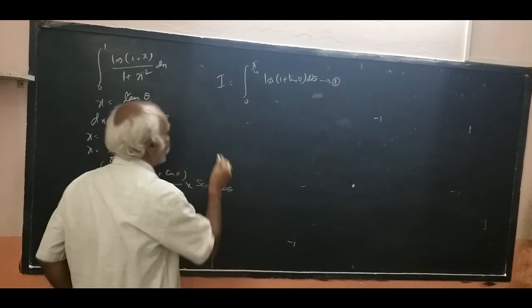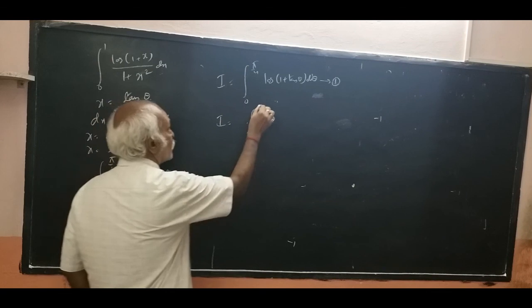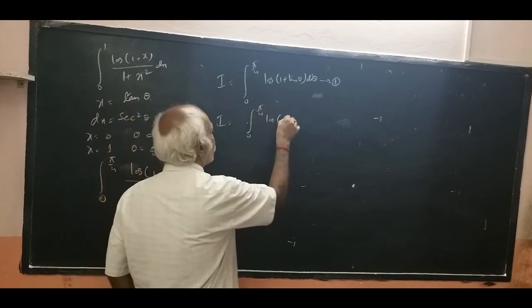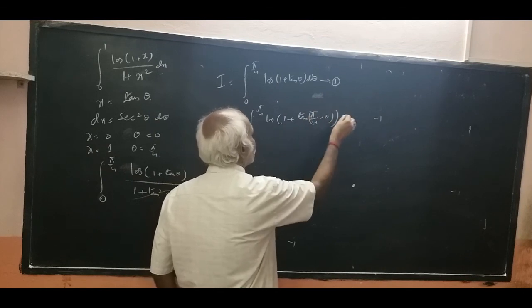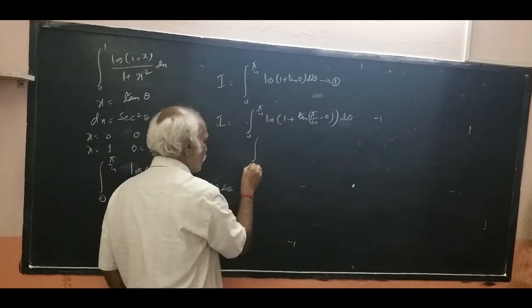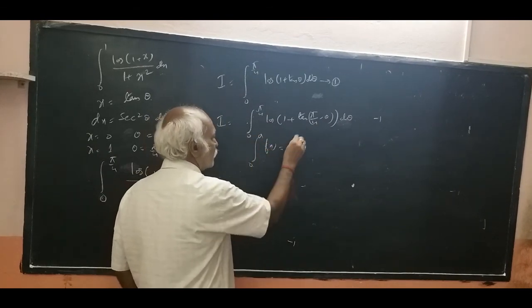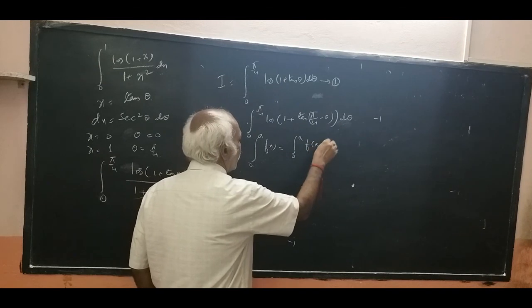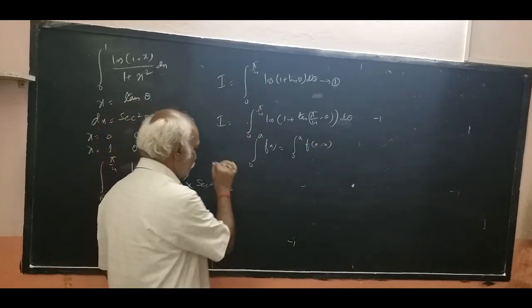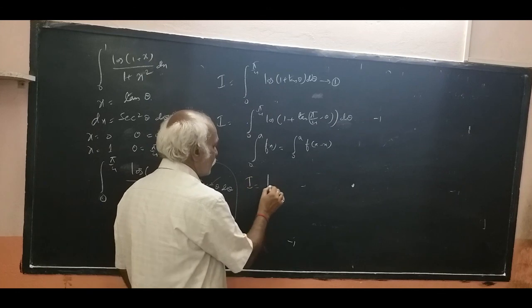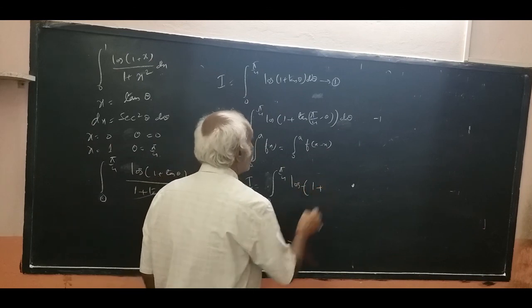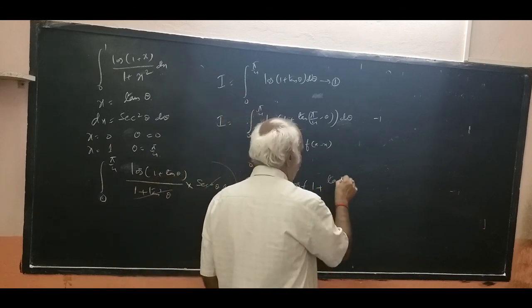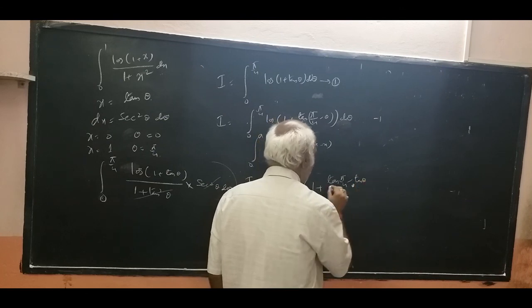Now look at this problem. Again I can be written 0 to pi by 4 log of 1 plus tan of pi by 4 minus theta. Why, sir? Formula: integral 0 to a f of x is equal to integral 0 to a f of a minus x. This formula I am applying. So I is equal to 0 to pi by 4 log of 1 plus tan a minus b formula, tan a minus tan b by 1 plus tan a tan b.